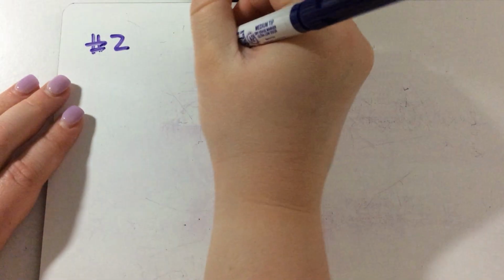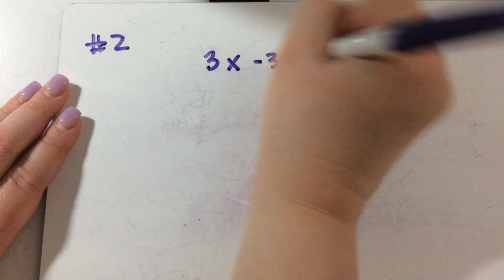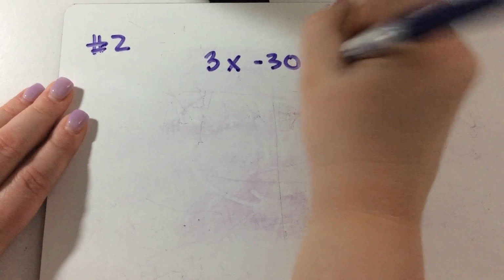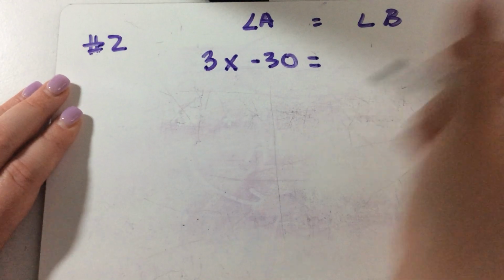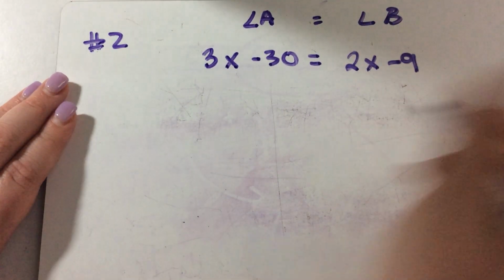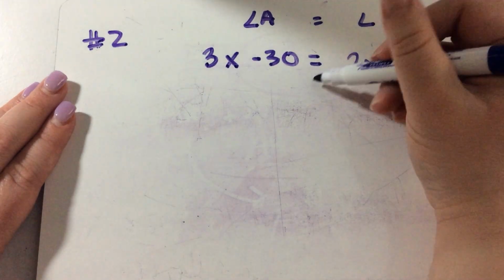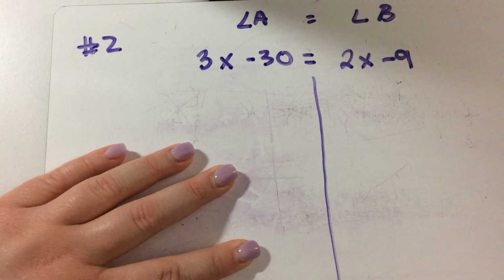Putting that aside, problem number 2 says angle A is equal to 3x minus 30. And since angle A is equal to angle B, and angle B is equal to 2x minus 9, they have to be set equal to each other, okay? So I'm going to draw a line down the middle.